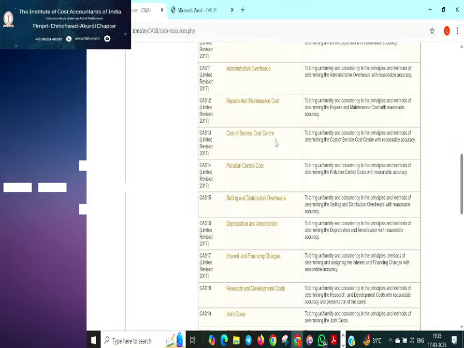These are the important points. Okay, so I don't know whether there are any problems on this in our book. This is cost accounting standard 11. No, there is nothing on administrative cost. Okay.